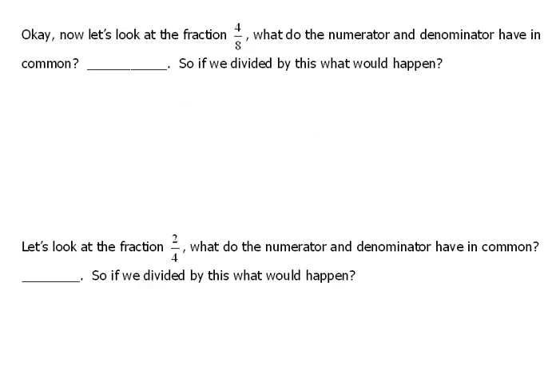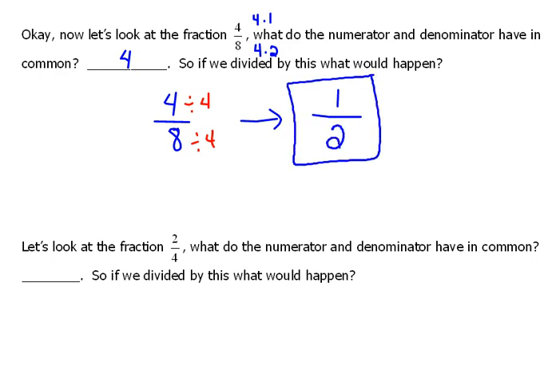Alright, now let's look at the fraction 4/8. This time, what do the numerator and the denominator have in common? What's their common factor? Did you say 4? Because 4 times 1 is 4 and 4 times 2 is 8. So they both have a common factor of 4. So here again, if we were to take 4/8 and divide the top and the bottom by that common factor, 4 divided by 4 would be 1, and 8 divided by 4 would be 2. So again, we have 1/2.